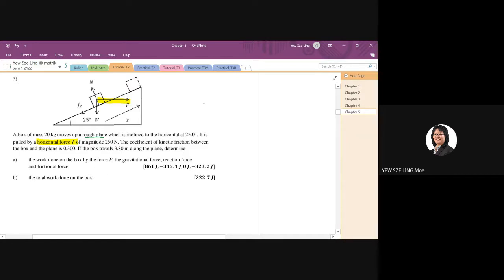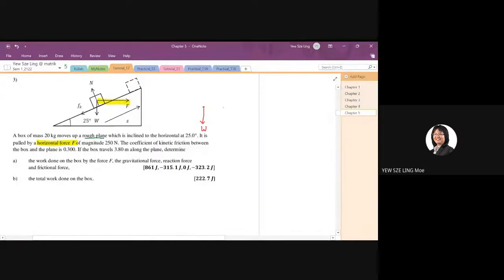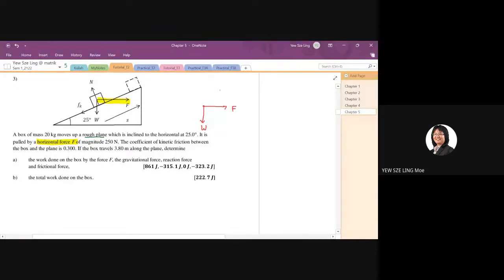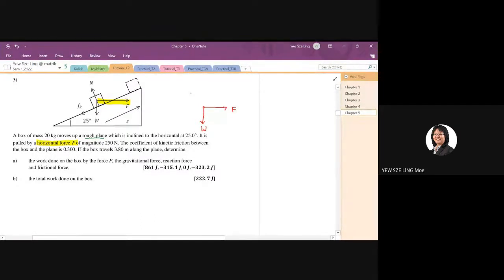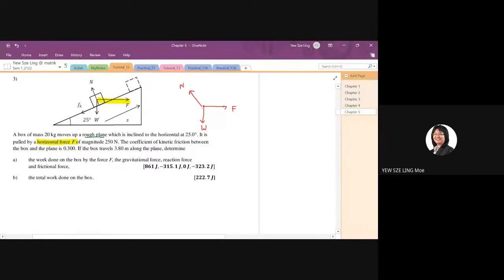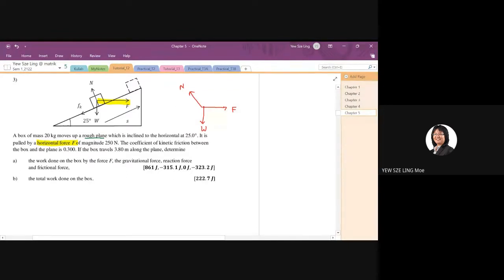So now let's see what the free body diagram is. I have a W going down, and then F going to the right hand side, and then a normal force going in this direction, and friction going to here. Okay, friction going to here. It's a bit too long.